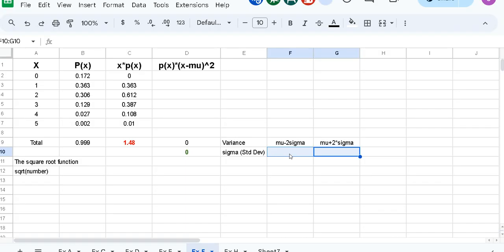No, you don't want to type in the number, you want to type in X. So it's going to be P of X, which is here. You want to click these cells for X and P of X. Oh, okay.